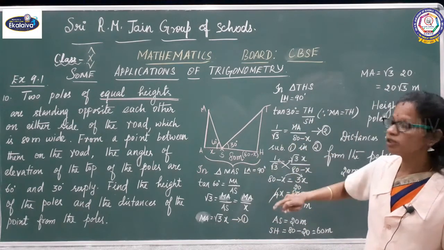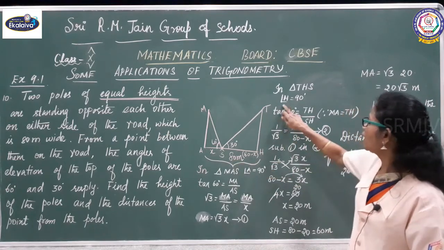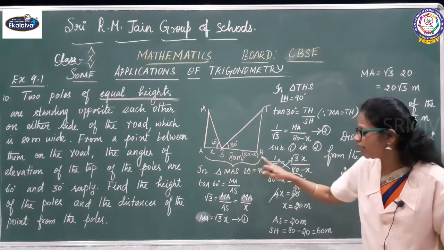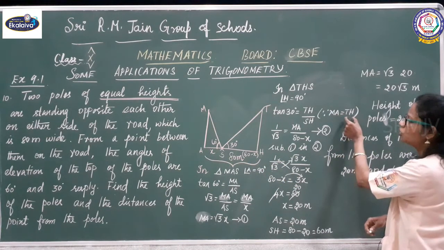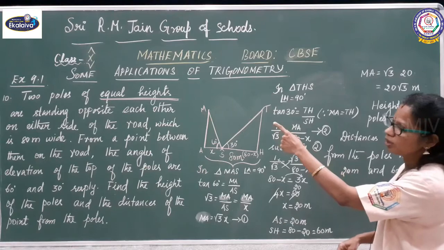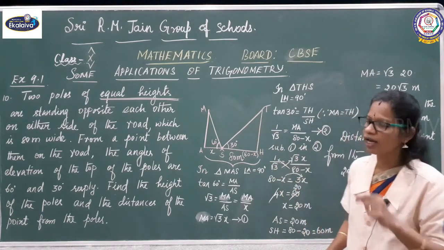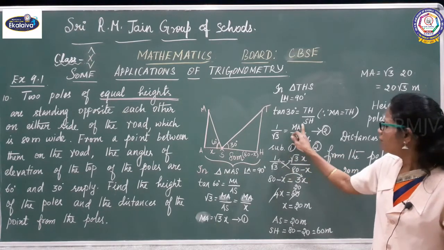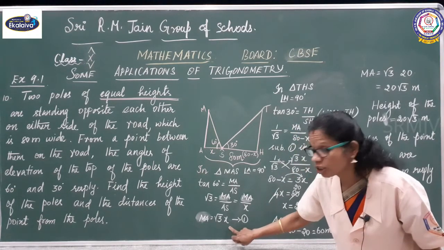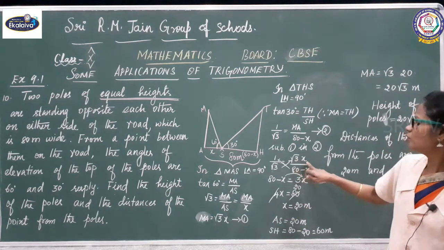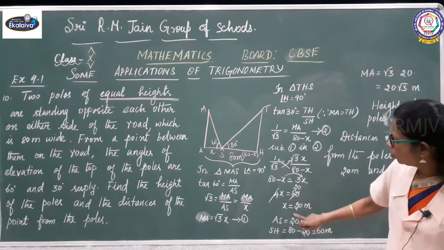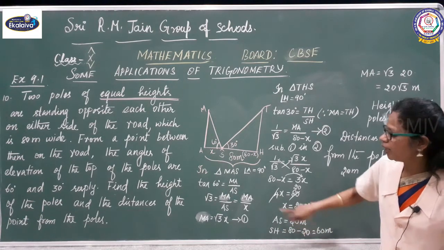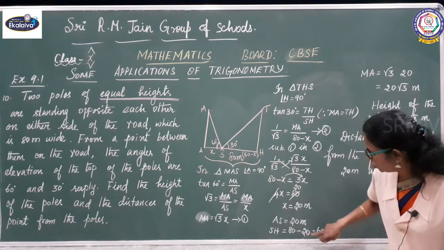Now we pass on to the next triangle THS, angle H equal to 90 degree, tan 30 equal to TH divided by SH. Here MA equal to TH I mentioned because in the question they said two poles are having equal height. That's why TH can be replaced by MA. Then MA should be replaced by root 3x, what we have found already, that you are going to substitute here. Then you arrived x is equal to 20 meter. AS equal to 20, then SH equal to 60.